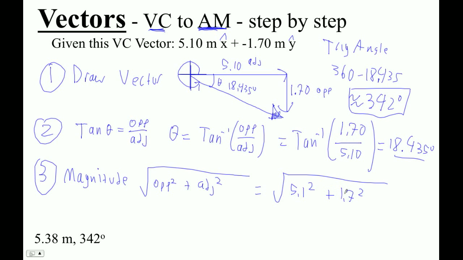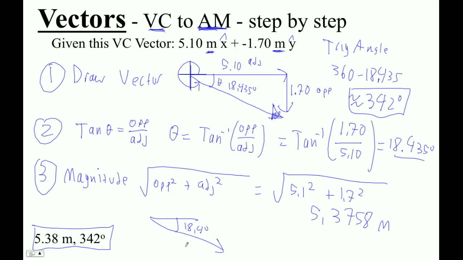And I'm getting 5.3758. And this is meters, right? Because these guys are in meters. Right? And so with sig figs, we'd have to say 5.38 meters at 342 degrees. Or we could just simply, by the way, draw this vector here and just say that angle there is 18.4 degrees. And let someone else figure out the trig angle, right? This guy's 5.38 meters. That would be just fine as well, okay? I don't care if you do the trig angle, but the trig angle is what's going to be on the examples and on your worksheet, okay? So that's how to do that. Okay, and then I'll do a bunch of examples here.